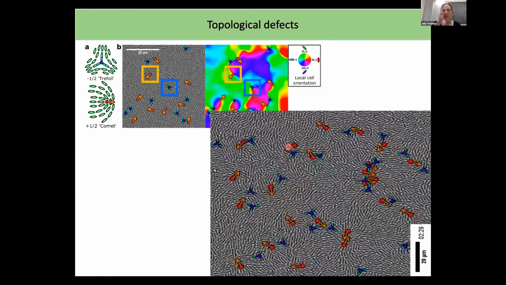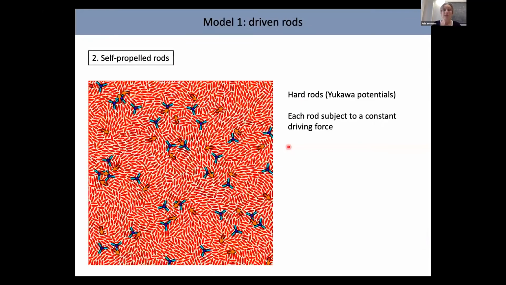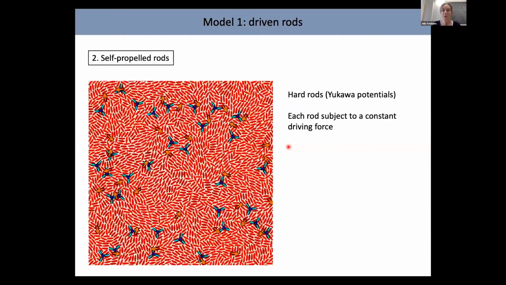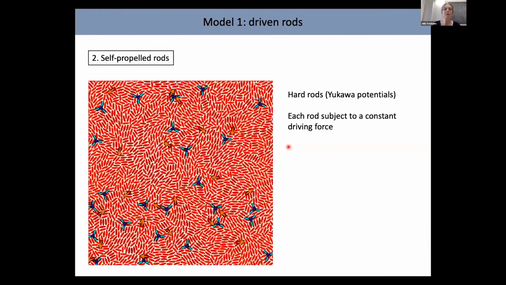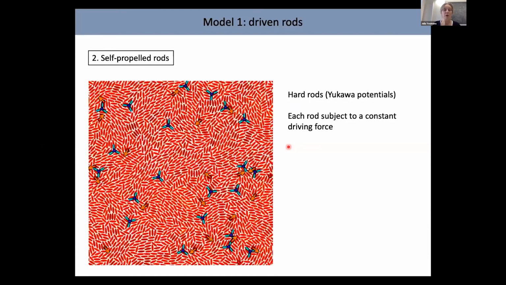How would you model these? Well, the very simplest way to do it is just as hard rods with a force acting on each rod and an overlap potential, which we took to be a Yukawa potential. And if you look at topological defects in this system, again, you can see them, and that's fine. And we already saw the topological defects in the continuum model.